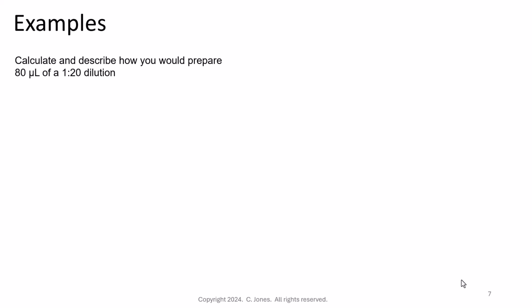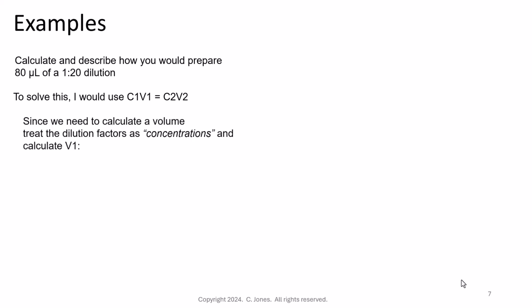Slightly different units. Calculate and describe how you would prepare 80 microliters of a 1 to 20 dilution. Hopefully you guys are already ahead of me now and you're working through this, right? So again, I would use C1V1 equals C2V2. And we're going to treat the dilution factors as concentrations and calculate V1. So C1V1 equals C2V2. I know you're tired of hearing this, but repetition is the mother of skill.